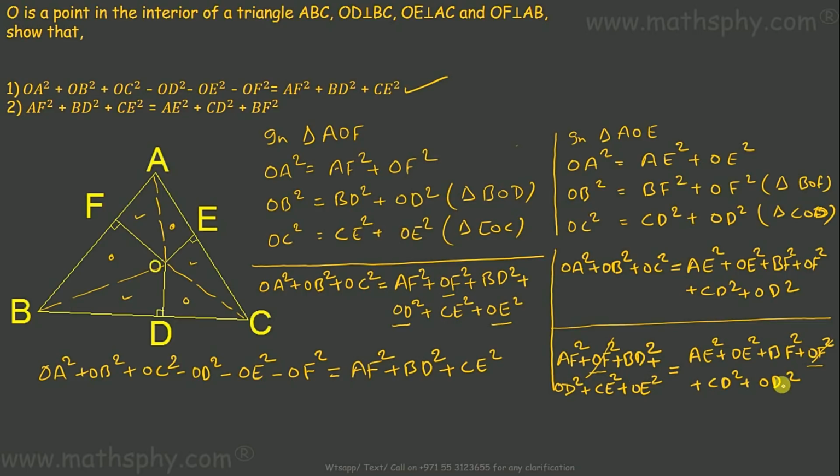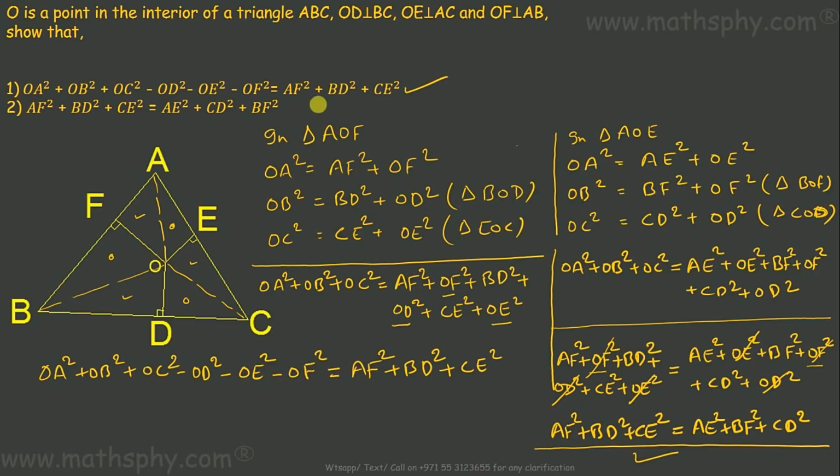OD square cancelled. OE square and OE square cancelled. What I'm left with is AF square plus BD square plus CE square equals to AE square plus BF square plus CD square. So this is also done, proved. So done.